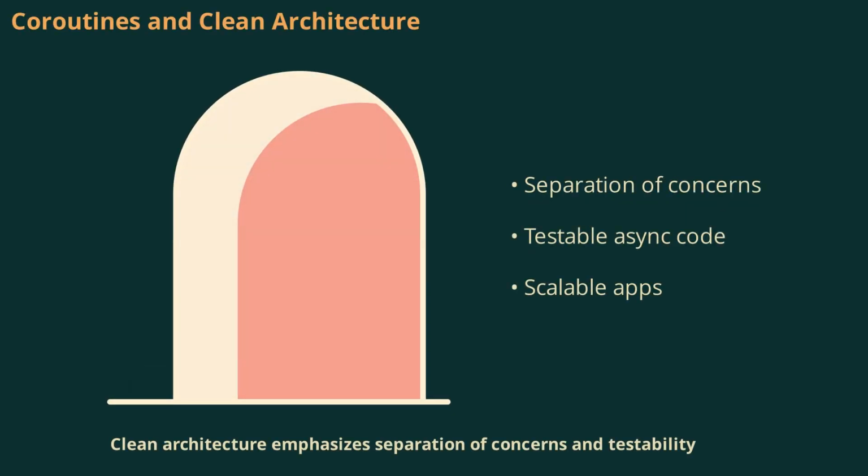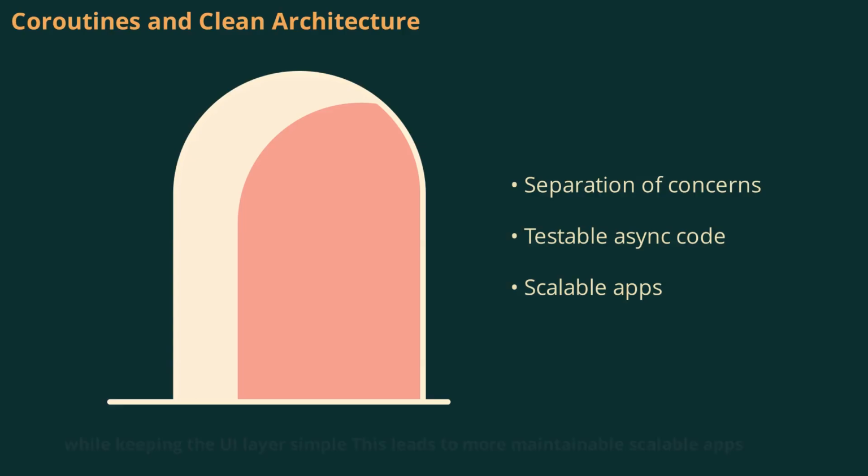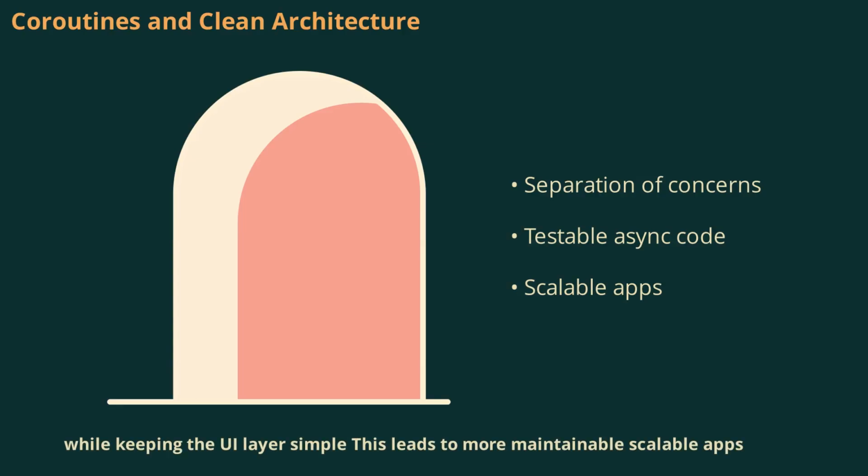Clean architecture emphasizes separation of concerns and testability. Coroutines fit perfectly into this model, allowing you to keep async logic in your domain and data layers while keeping the UI layer simple. This leads to more maintainable, scalable apps.